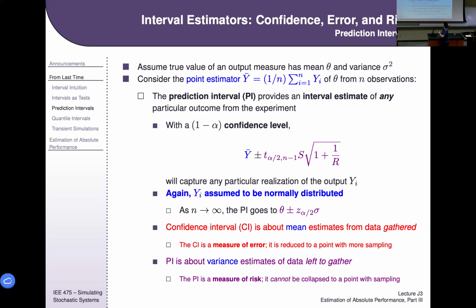All right, any questions about that? So this is what people like to say: the PI is a measure of risk. It cannot be collapsed to a point with sampling, whereas a CI is a measure of error. The confidence interval is about error, the prediction interval is about risk. Questions about that? Okay.